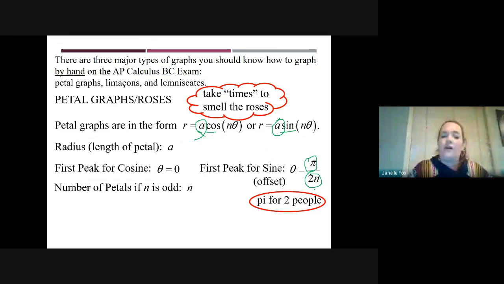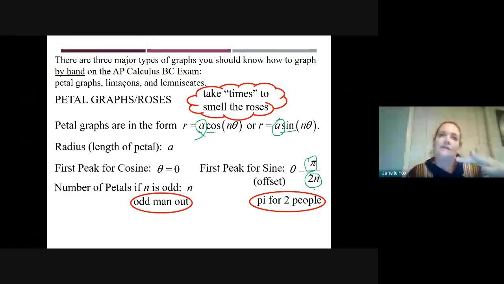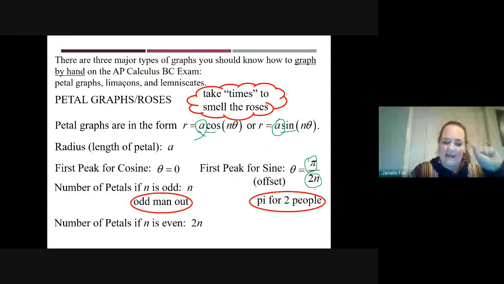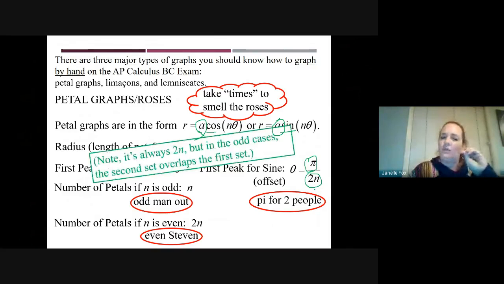And then we have to figure out the number of petals. If n is an odd number, you're going to think to yourself, odd man out, and that is the number of petals. So if it's 3 or 5 or 7 or 9, usually we keep the number small, like 3 and 5, then that's how many petals it's going to have. Now, what if n is even? If n is even, I want you to channel even Steven. Then there's double the amount. Even and Steven are buddies, and then it's double the amount. So here's the weird thing about it: it's actually always 2n.